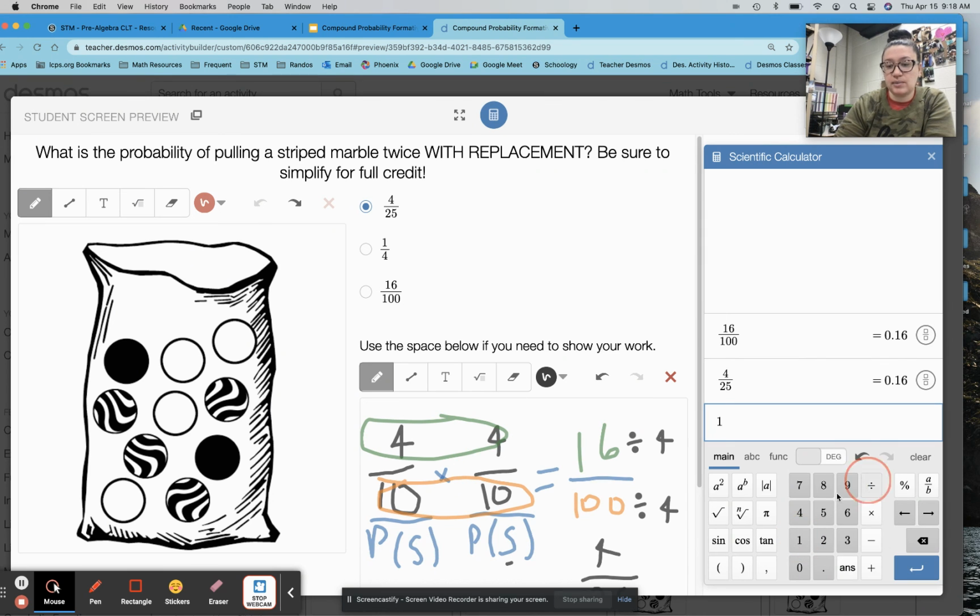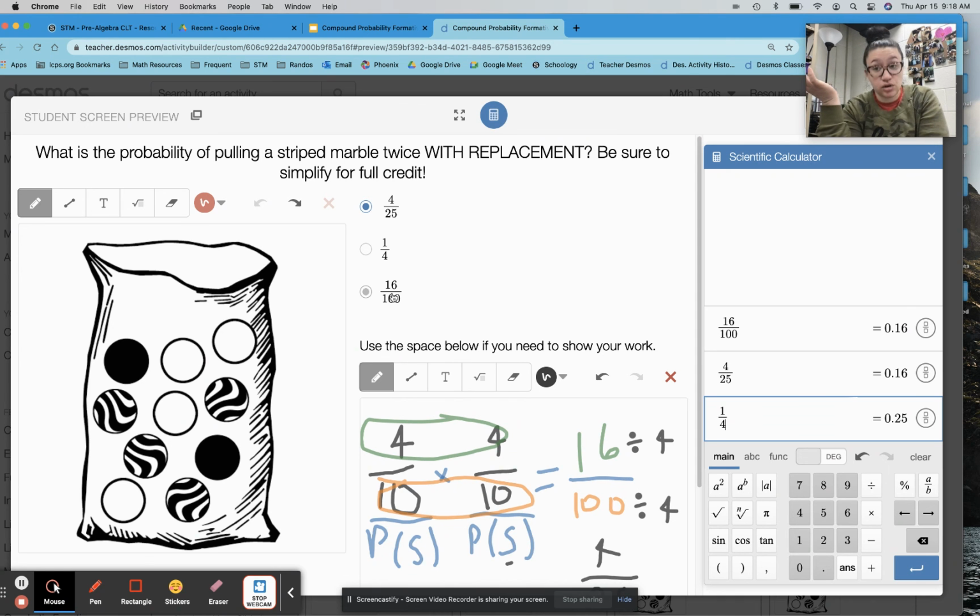If I try 1 divided by 4, I get 0.25. That decimal doesn't match. So that means that is not a correct simplified version. That 16 over 100, that is correct, but it says you have to simplify for full credit. So I can't give you all your points if you chose 16 out of 100. I need you to simplify that fraction.